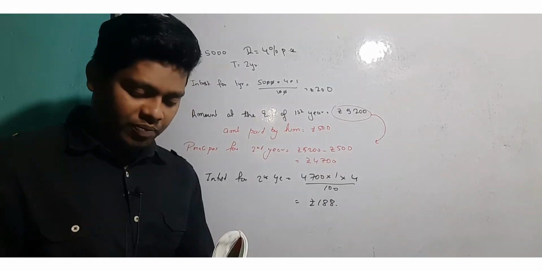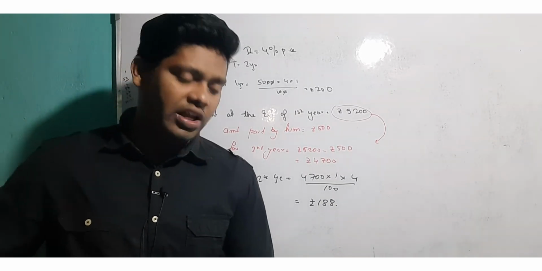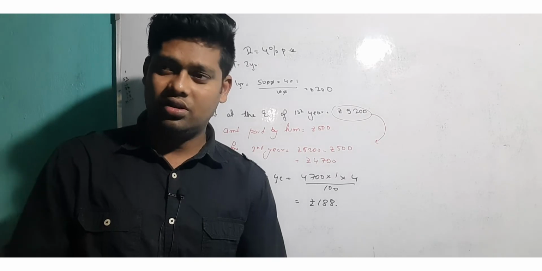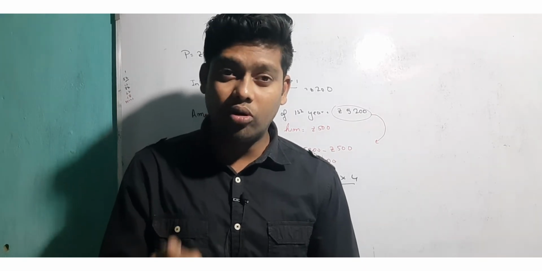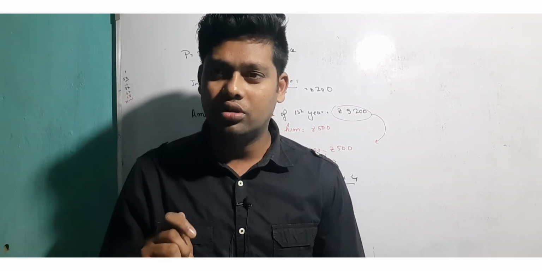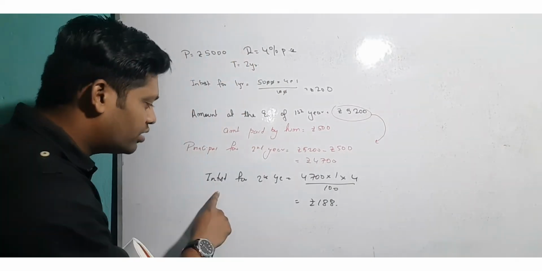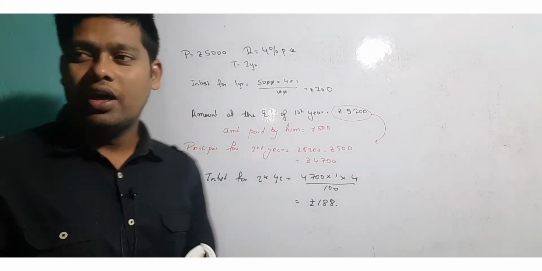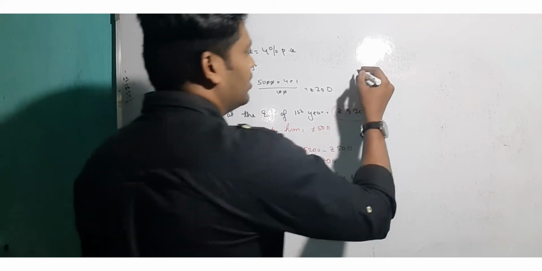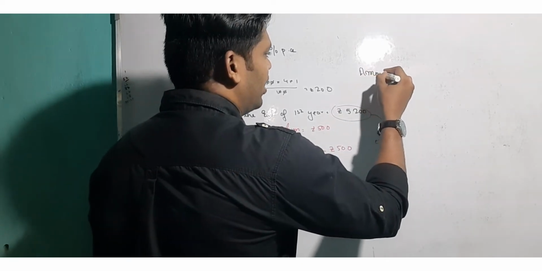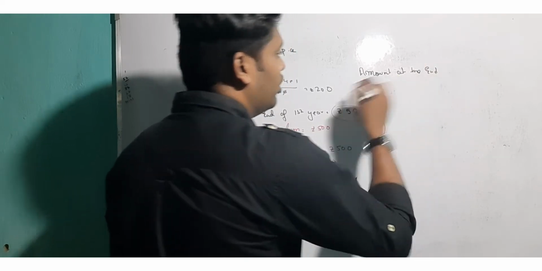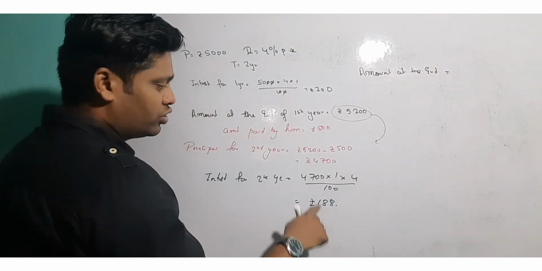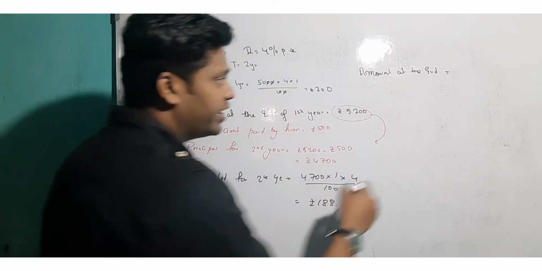Okay. But what are they asking you to find out? They are saying how much amount of loan is left. You understand the question? How much amount of loan is left at the end of second year? Amount of loan means you have to find out the amount. I got the interest at the end of second year. So what I have to find out is the amount at the end of second year. So amount at the end of second year, or you can say loan, whatever they ask you to find out, is 4700 plus 188.